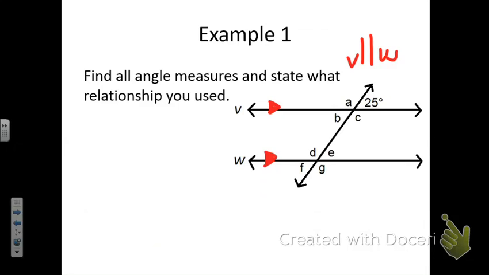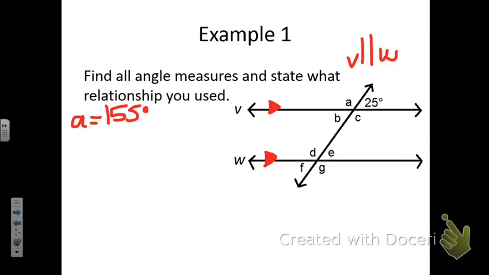Let's just start with A and go all the way through. Okay? So let's start with A. What is A? 155. And it asked me to tell what relationship. So what did we use or how did we know it was 155? Good. And what's that relationship called if they're adding to 180? Supplementary. Okay? So we know that A and my 25-degree angle are supplementary, so therefore they have to add to 180. That's how we got 155.